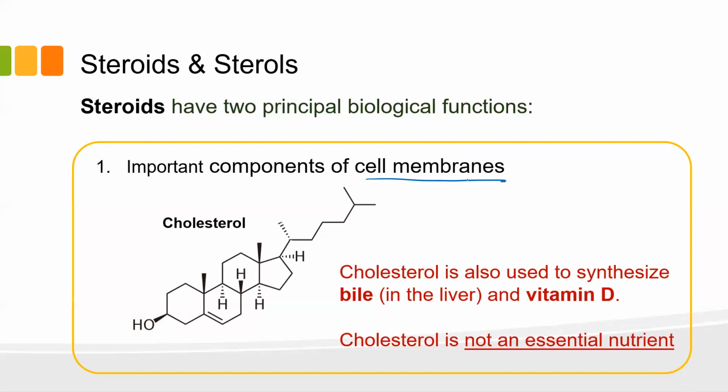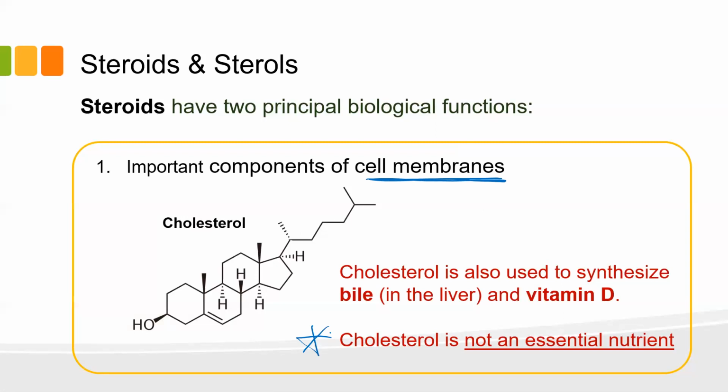It's essential for cell membranes. So along with phospholipids, cholesterol is an essential part of animal cell membranes. So we have to have cholesterol. But here's the other thing: we don't have to eat cholesterol. Cholesterol, we can make it. It's not an essential nutrient.